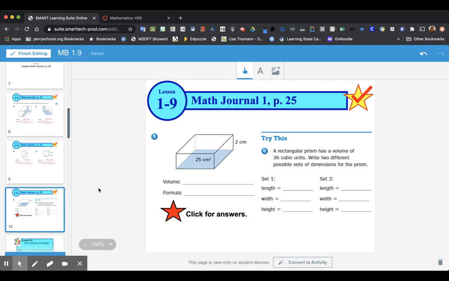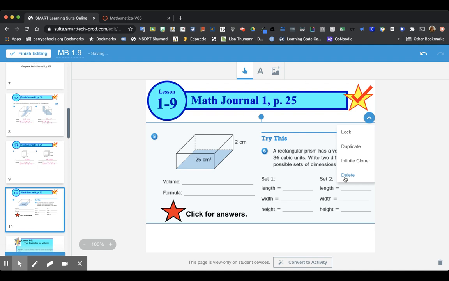On number 5, they give us the area of the base, all that blue shaded area, 25 centimeters squared, and we see that it was 2 centimeters high. So you should have taken 25 times 2, and hopefully you get 50 centimeters cubed. And then number 6, the try this. This rectangular prism has a volume of 36 units. Write 2 different possible sets of dimensions for the prism. So whatever you come up with needs to have a volume of 36 cubic units. Let's take a look at those answers.